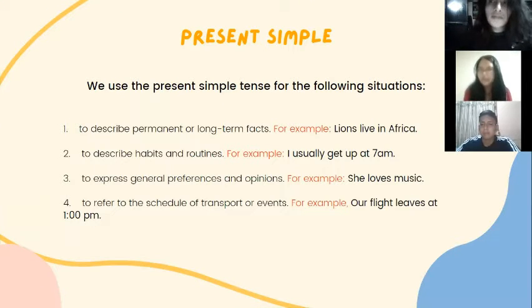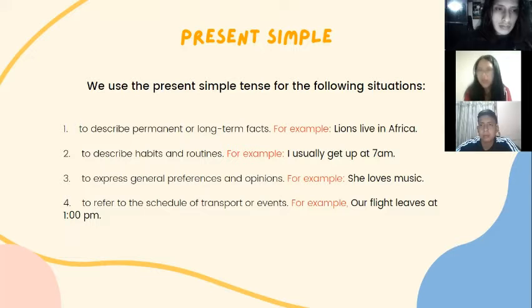The topic that I am going to present to you is present simple. We use the present simple tense for the following situations. Number 1, to describe permanent and long-term facts. For example, lions live in Africa.